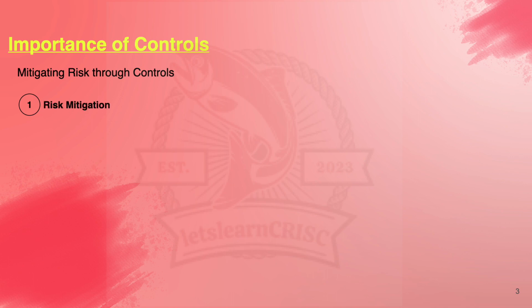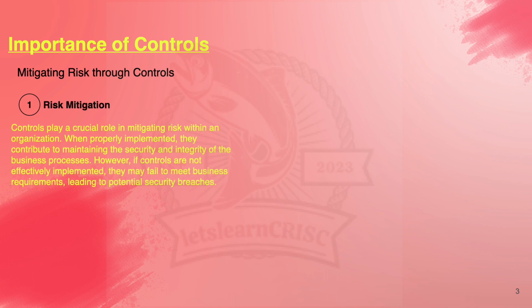The first is risk mitigation. Friends, we are all aware that controls are like safeguards that help protect a company from potential risk or danger. So they are important for keeping business processes safe and running smoothly. Take an example: think of a control as a security measure in a bank. Cameras, alarms, and locked doors are all controls that reduce the risk of theft. If these controls are in place and work effectively, the bank is more secure.